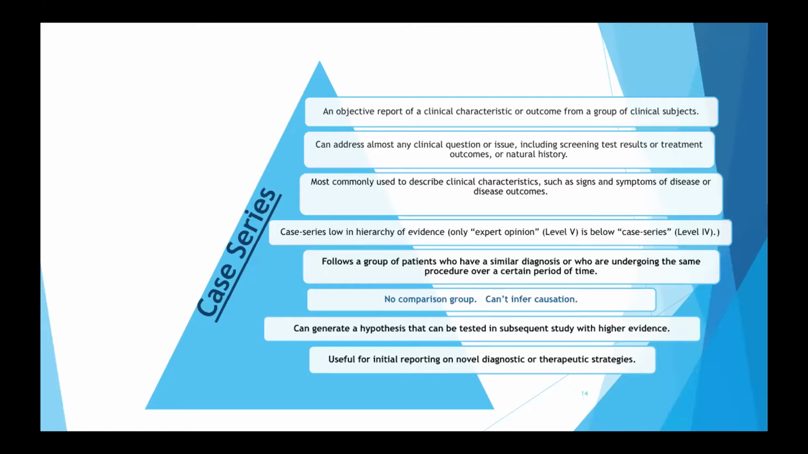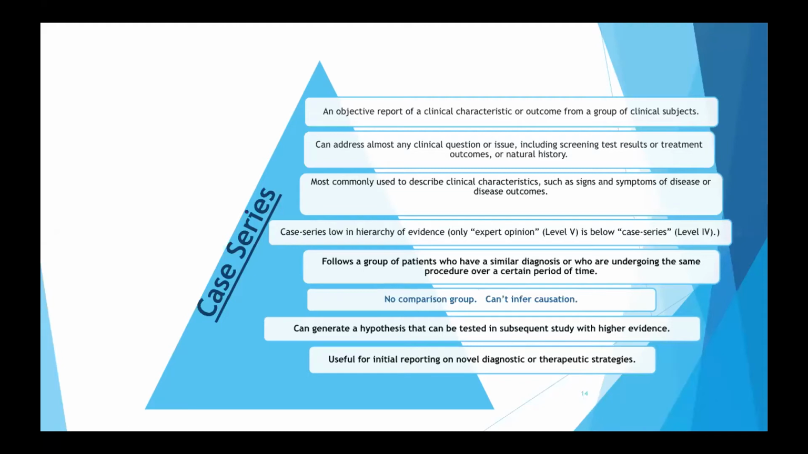هي عبارة عن objective report of a clinical characteristic or outcome from a group of clinical subjects. وأدرس almost any clinical question أو issue including screening test result or treatment outcome أو natural history حق مريض. طيب most commonly used to describe clinical characteristics such as sign or symptoms of a disease or disease outcome محدد. أوكي؟ طيب case series low in hierarchy زي ما قلنا. طيب follows a group of patients who have a similar diagnosis or who are undergoing the same procedure over a certain period of time. ما في comparison group زي ما قلنا.